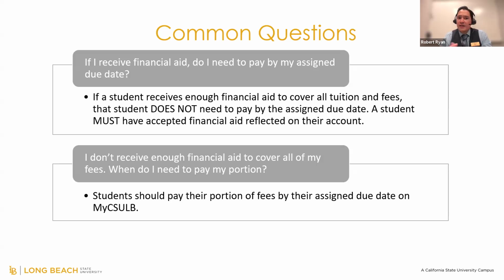Next question we commonly get: I don't receive enough financial aid to cover all of my fees. When do I need to pay my portion? So if aid is only going to cover a small portion of your fees, you would need to pay that difference by the assigned due date. So if you're receiving a state university grant and it pays tuition but not the mandatory fees, you would just have to pay the mandatory fees, and you would wait for the financial aid to disperse and pay down the remaining balance 10 days before the semester begins.